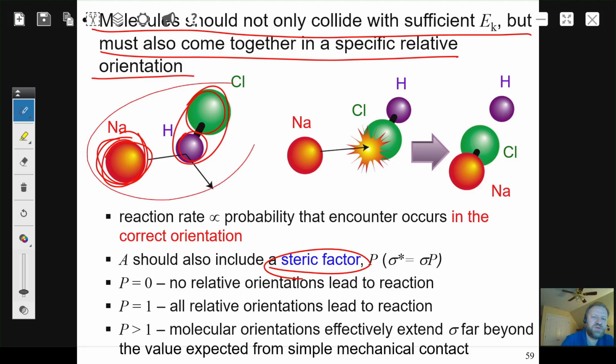Now, in the first example, we can see that the two molecules, even though they may be colliding with sufficient kinetic energy along their line of approach, the orientation is such that it will be impossible for the two molecules to exchange the green sphere, simply because the point of collision is actually a purple sphere, right?